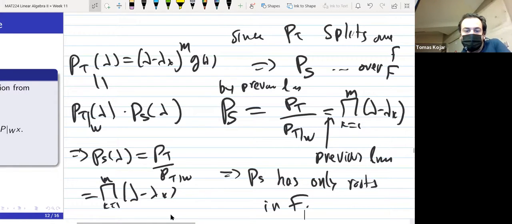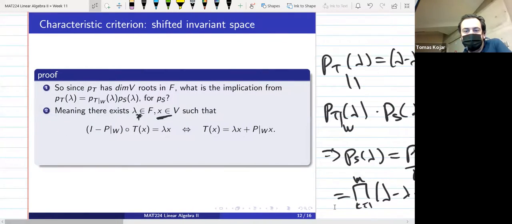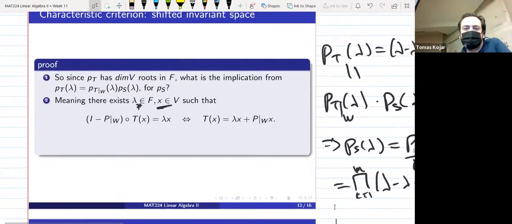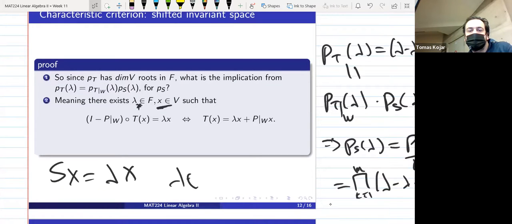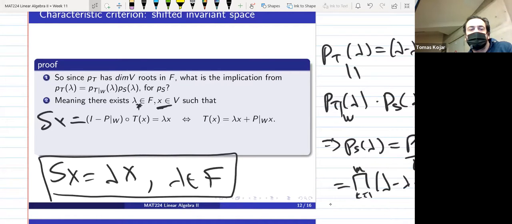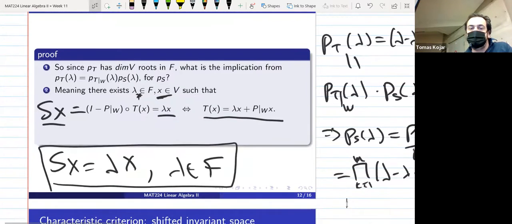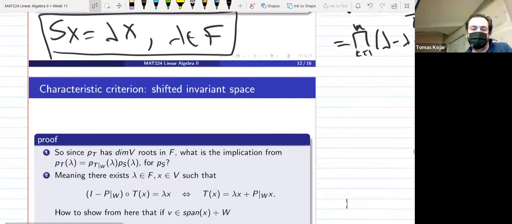So let's finish this. Actually, yeah, let me just finish it. So that means S has an eigenvector with real eigenvalue. Okay. And this guy was S. So you have this is equal to this. And I just rearrange this, so you get Tx is equal to lambda x plus P x. Right. And right. So let me finish.